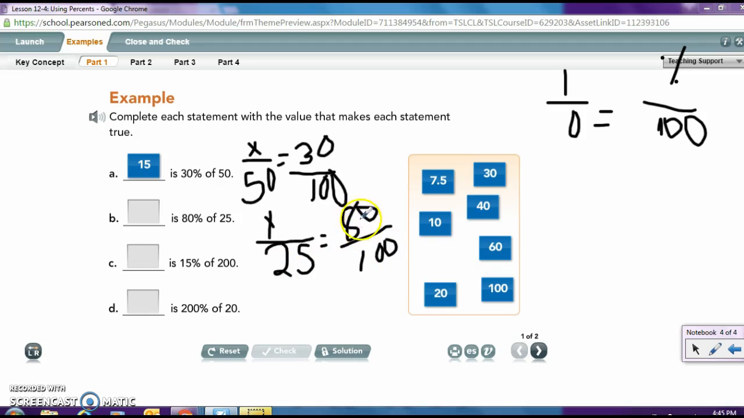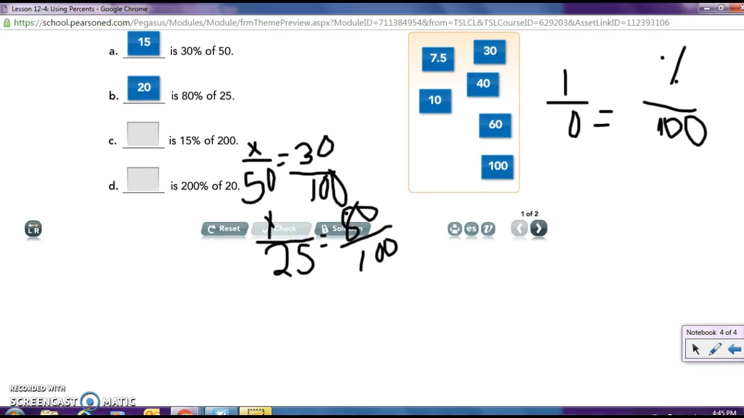So what's 80 divided by 4? Well, 4 goes into 8 twice, no remainders. Bring down my 0. So I know that 20 is 80% of 25. Let's go ahead on to the next one.